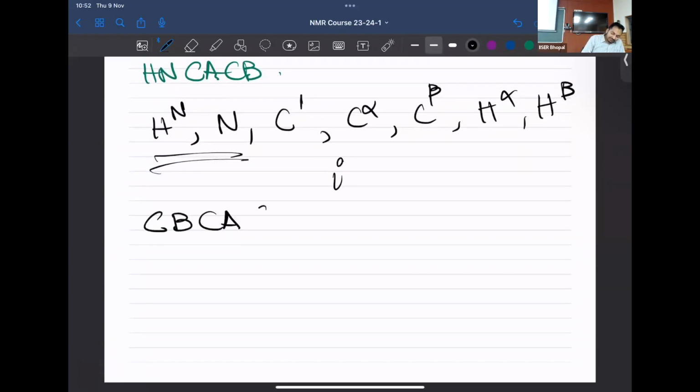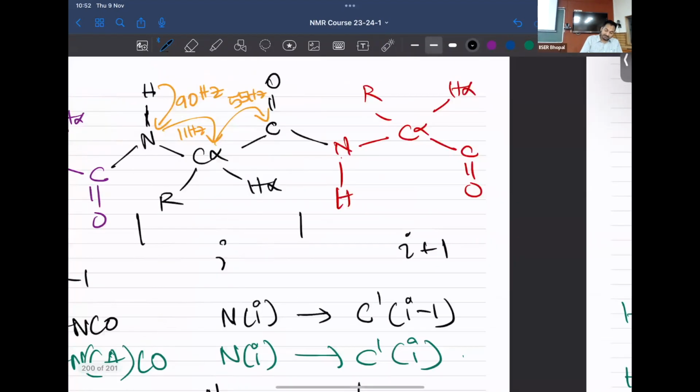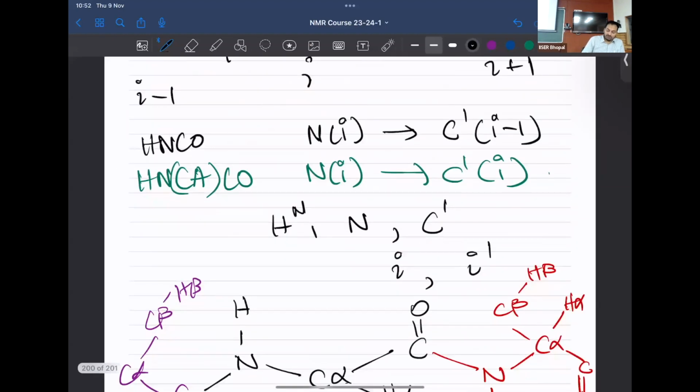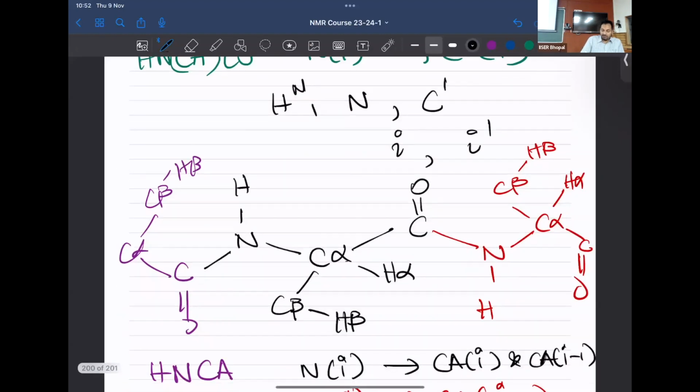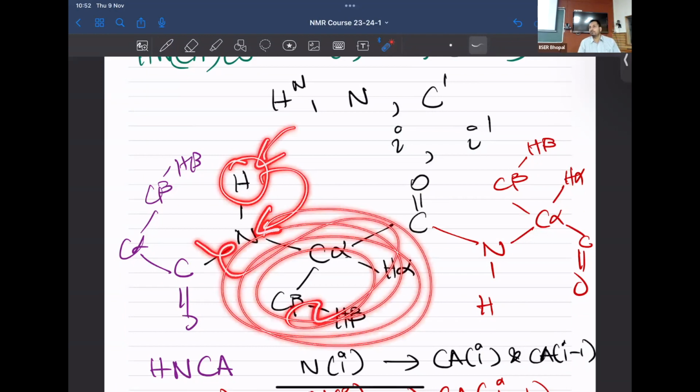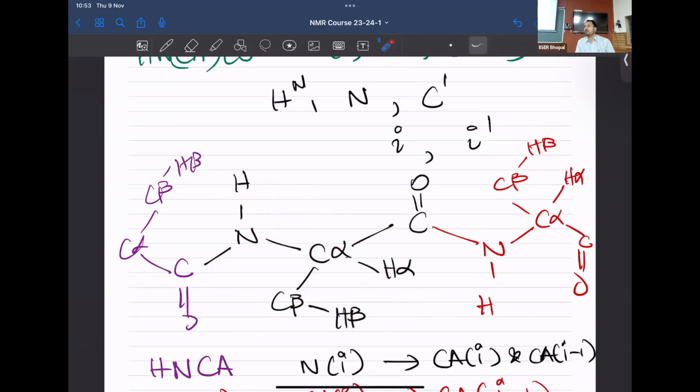In this mix, while I was talking, I silently slipped in CBCA. Until now, all the experiments you looked at started with HN. Hey, what is this CBCA? Suddenly you started with CB. In the previous experiments, we always started with the amide proton, went to the amide nitrogen, did whatever we wanted, came back and finished on the amide proton. Yesterday, one of the students raised the point: why should we always go and come back? Can we just finish in the nearby proton? That's the CBCA experiment.